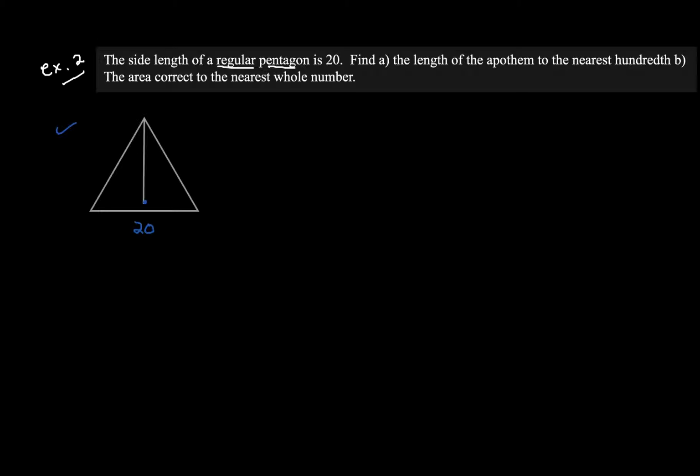So let me put the apothem in, and let's see, how can we figure this out? This is a right angle right there. Since the apothem is a perpendicular bisector of the side, we can get that this part right here is equal to 10. So we can find the central angle is going to equal 360 divided by 10, which would be 36.